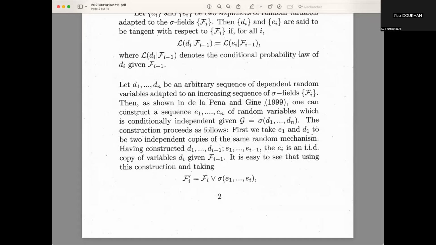So the idea is this. So I have D sub i, D1, D2, up to Dn, arbitrary variables. And I want to construct a sequence E1, E2, up to En that is conditionally independent such that these two are tangent with respect to a sigma field. Okay, now the way it works is that the E sub i's are going to be conditionally independent given the sigma field of the D sub i.